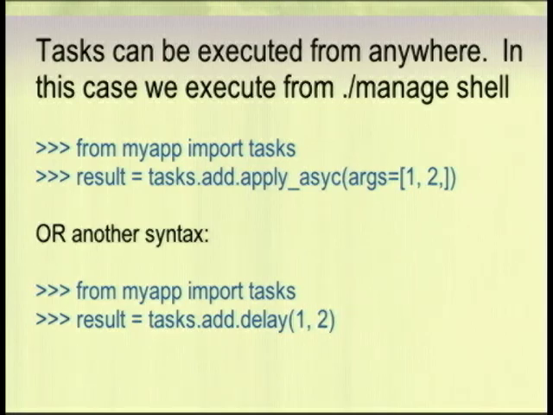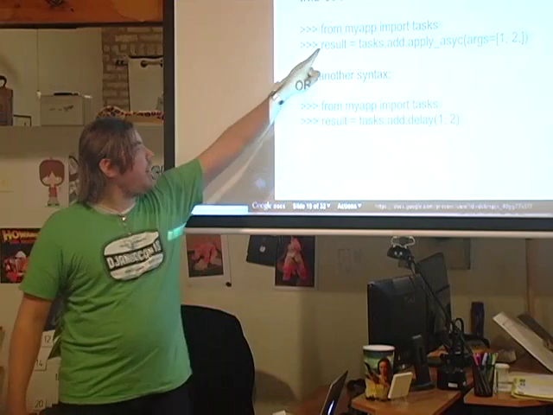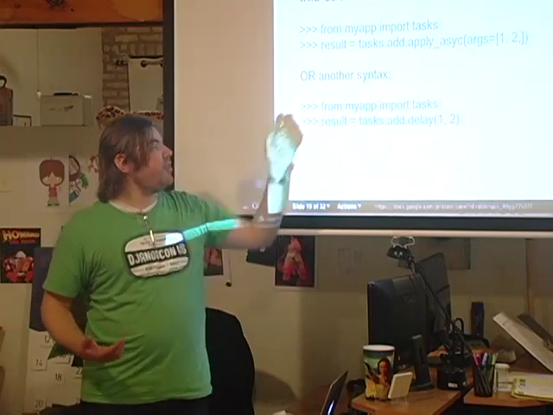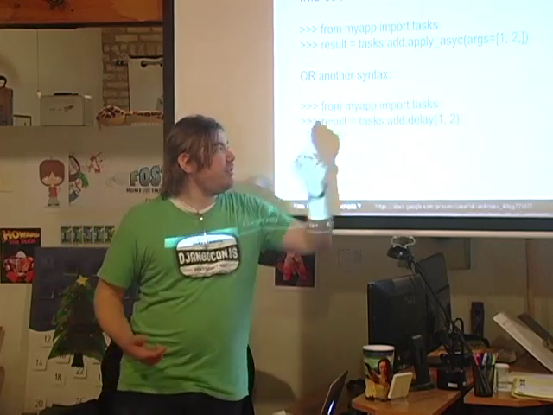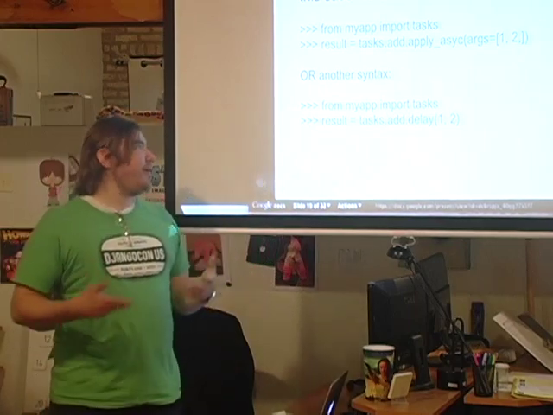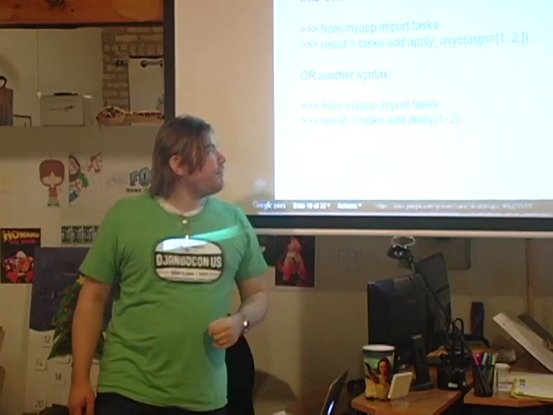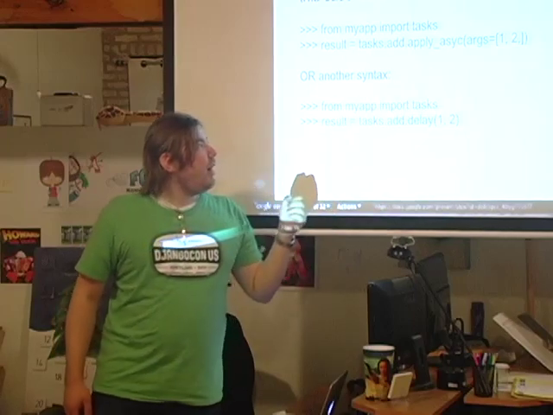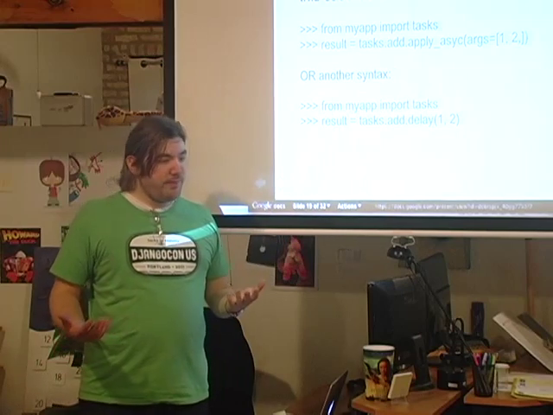First of all, there are 2 syntaxes to support. Here, tasks is the module that you just defined. So you import my app tasks, and tasks is the module you define, add is the function that you declared a task, and when you decorated it, it turned into an object, but apply async is what actually runs in the background, and you can pass arguments. If you recall, ours was an add function, so it's passing a 1 and 2, which should return a 3.